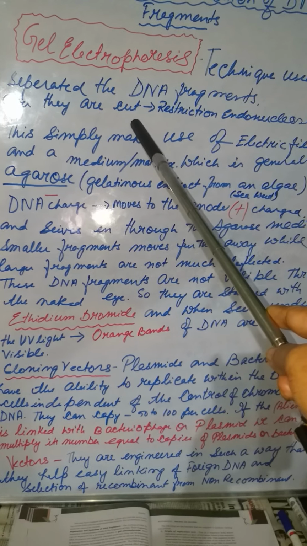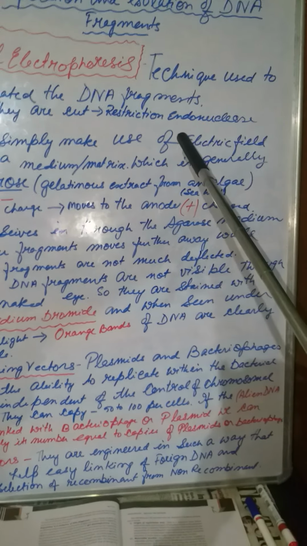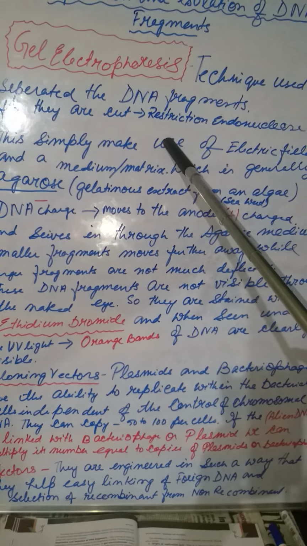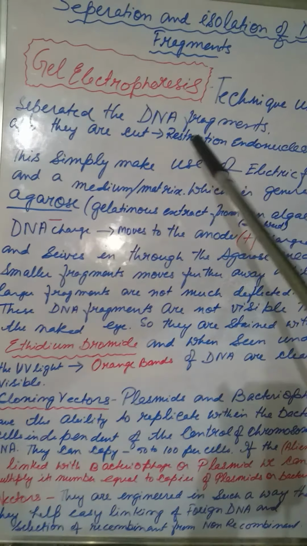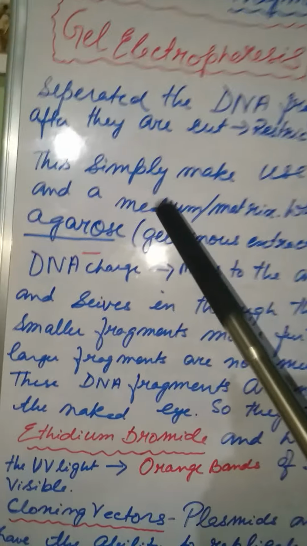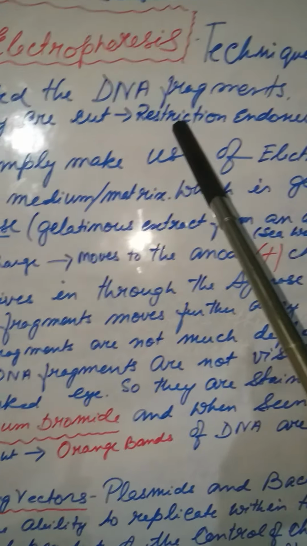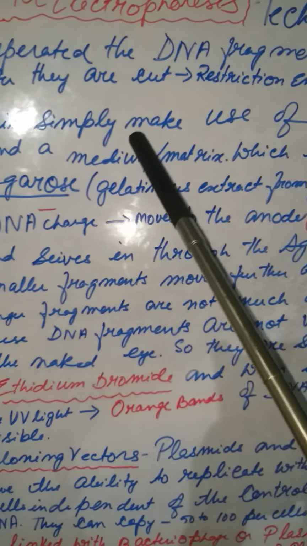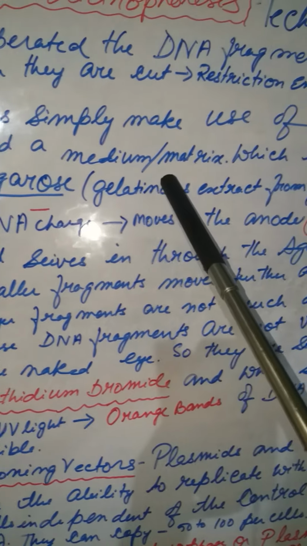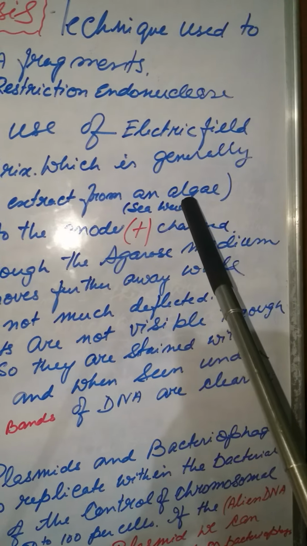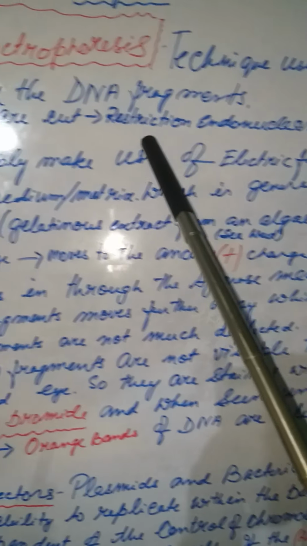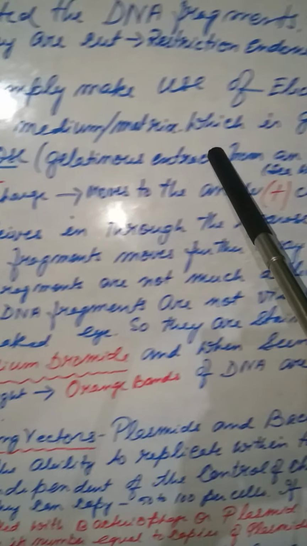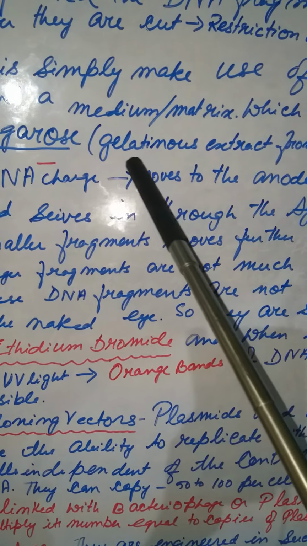Now what is electrophoresis? Basically, it is a technique that is used to separate the DNA fragments after they are cut. Now how are they cut? They are cut through the restriction endonuclease. Once it is cut, this simply makes use of an electric field. Electrophoresis means the separation of the DNA fragments using an electric field and a medium.